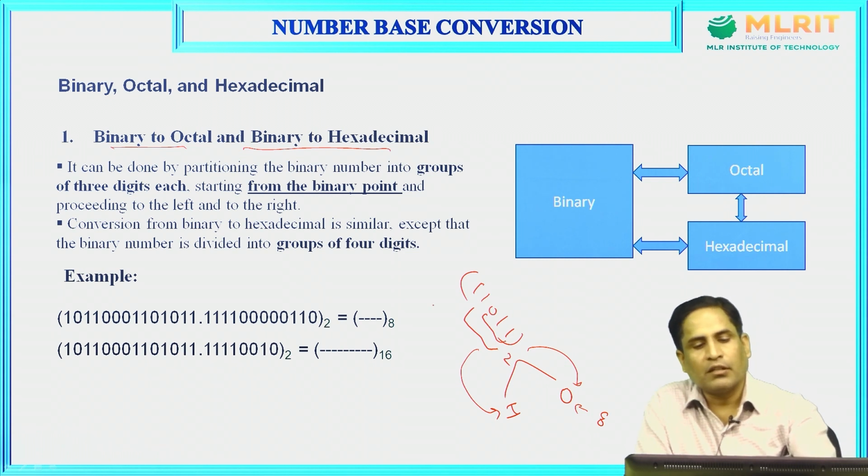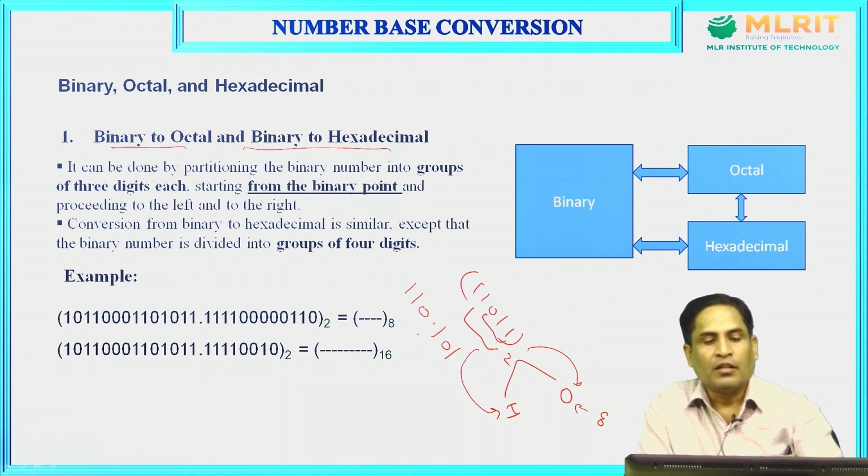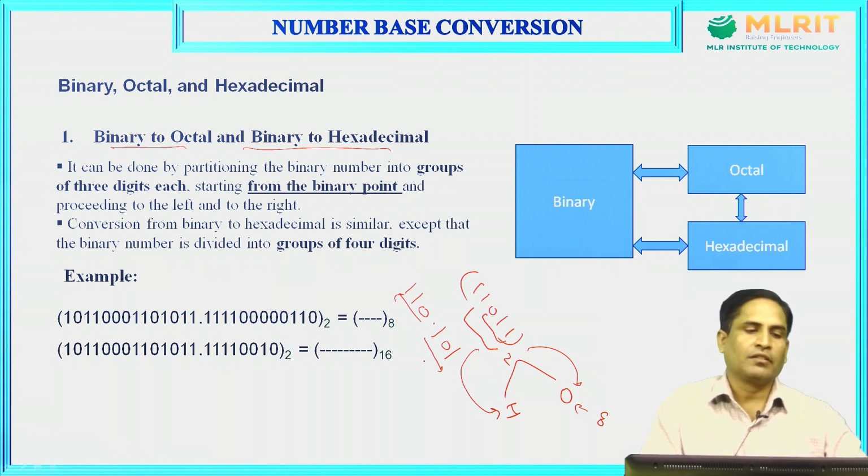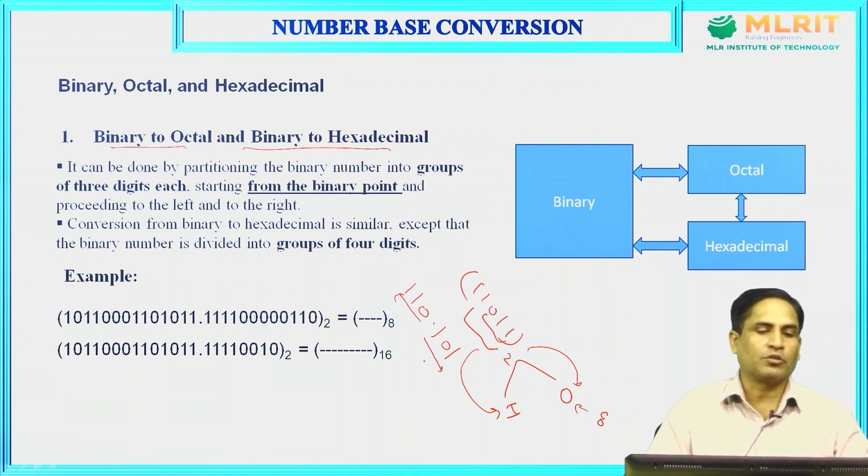But please note that if a decimal point is there, like 110, like this one, we should start from the decimal point in this direction and from the decimal point in this direction. Please note this particular point while converting a number from binary to hexadecimal and binary to octal.